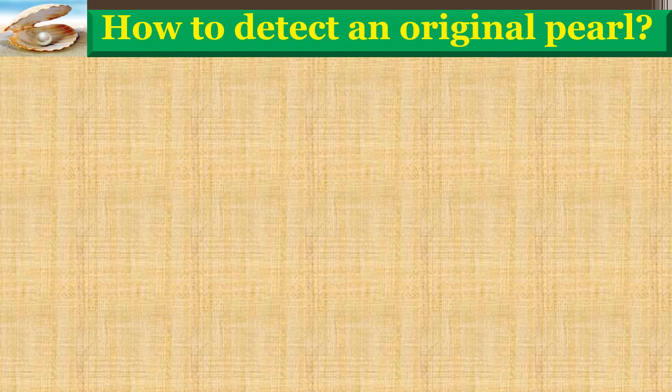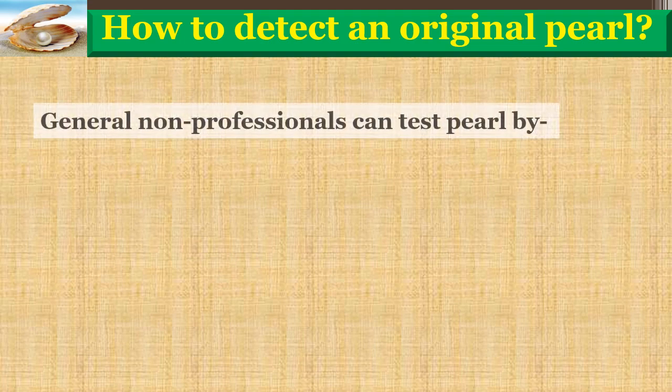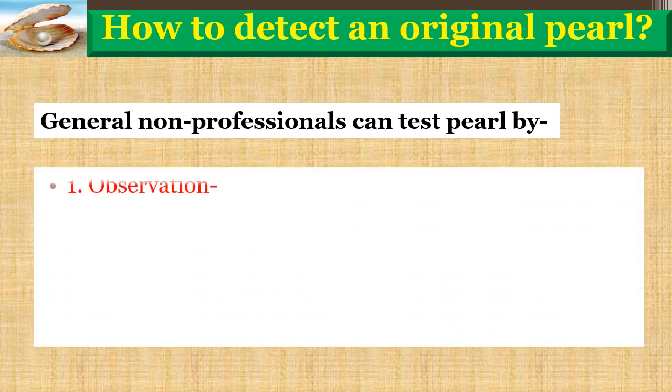But how to detect an original pearl? For the general non-professionals, they can test pearl by observation because the pearls are unique. When you look at each pearl on a necklace, the color, shape, size and luster of the pearls are not all exactly the same. Because they have been made by nature, each pearl has its individual personality. Fake pearls usually have the same size and same shape.